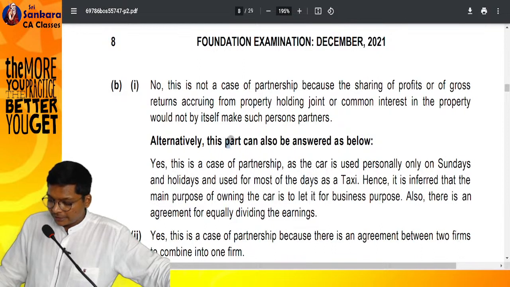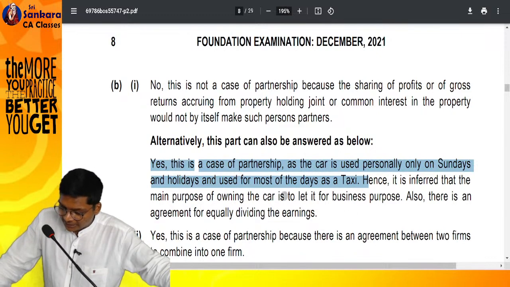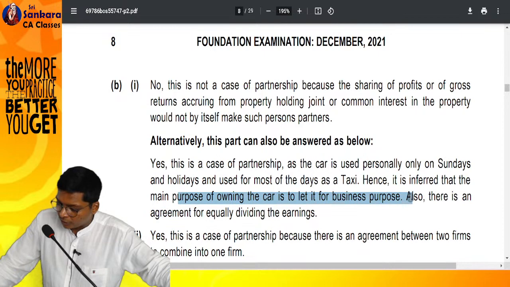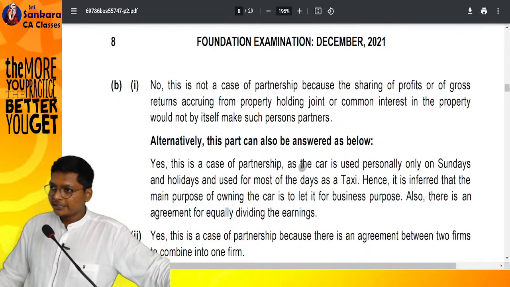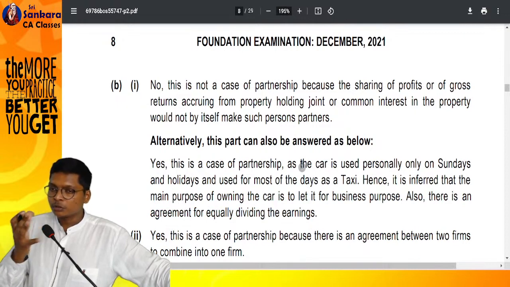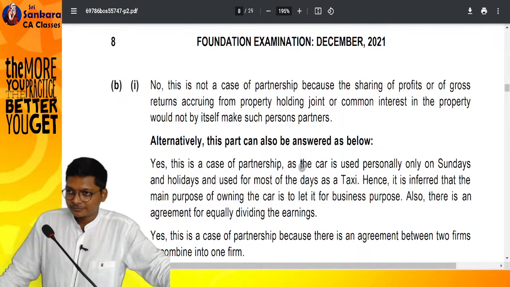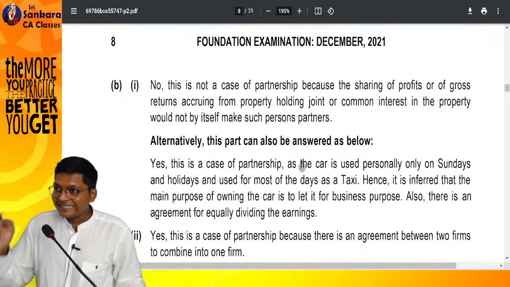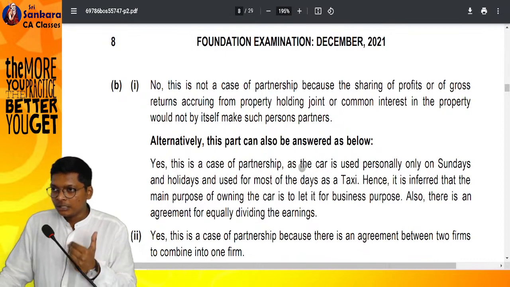Alternatively, it can also be answered as below. Yes, it's a case of partnership as the car is used personally on holidays and as taxi otherwise. It is inferred that the main purpose of owning the car is to let it for business purpose. There is an agreement equally dividing the earnings. I told you it's a close call. So you would have got the mark, yes or no, with the right justification and the assumption. Here it is taken what? Assumption.